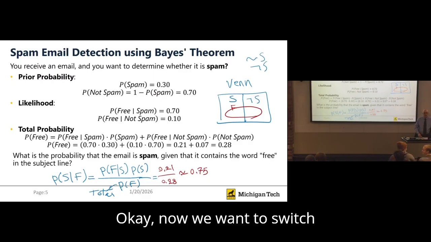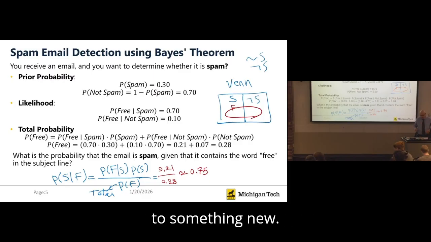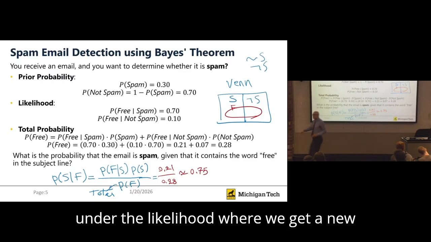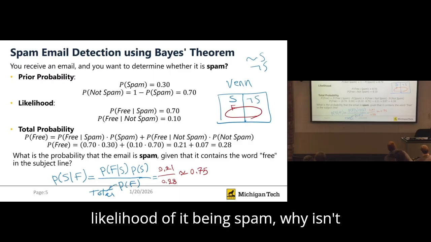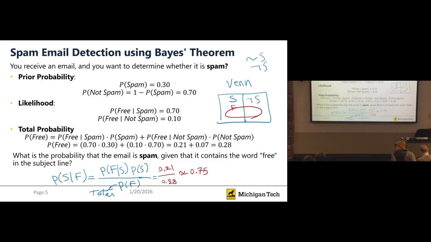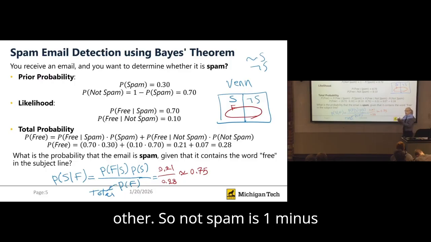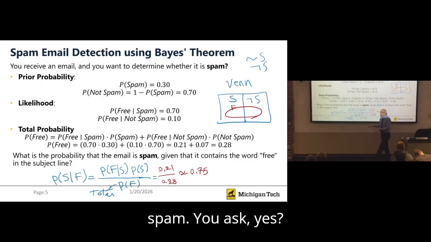Okay, now we want to switch to something new. Sequential experiments. Yes? Sorry, under the likelihood where we get any likelihood of it being spam, why isn't the sample space adding to 1? 0.7 plus 0.1 adds to 0.8. Not a spam? Because spam and not spam complement each other. So not spam is 1 minus spam.